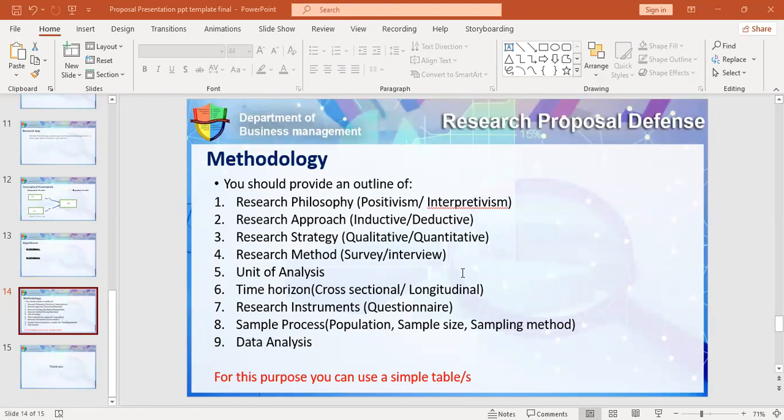Then research method, that can be survey or interview, you have to choose. Unit of analysis, you must mention what is the unit that you're going to take data from. For example, if you're going to collect data from top level management in an organization, then your unit of analysis will be top level management. Again, if you're going to do research about customer purchase intention or something, then the unit of analysis will be customers of the particular product. So like that, you have to mention the unit of analysis of your research.